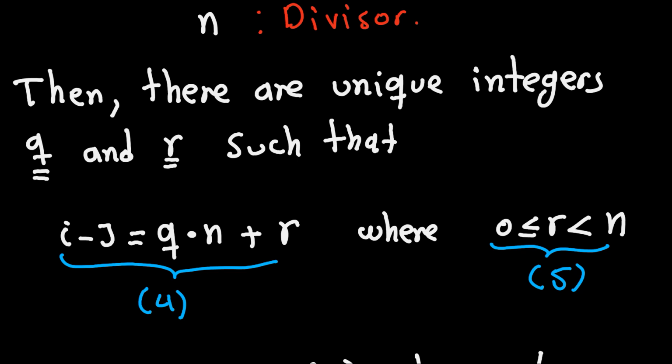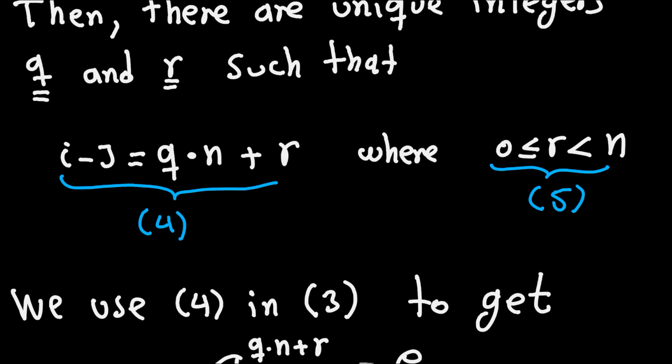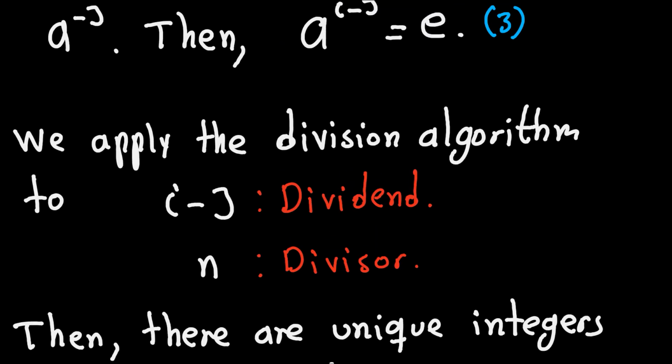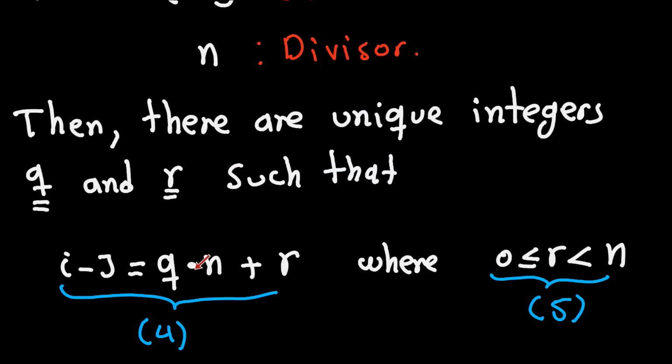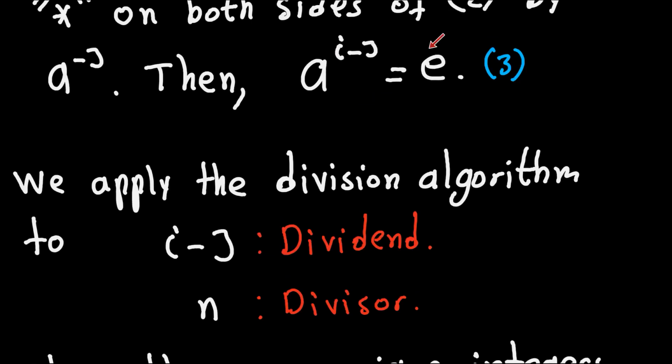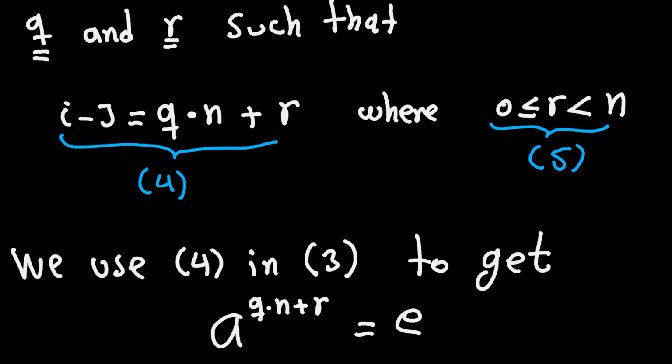Now, the goal of this part is to prove that n divides i minus j. That will be proven if we can show that r is equal to 0. So that will be the goal for the rest of this proof, to check that r is equal to 0. Okay, so that's what we're going to do. Now, I'm going to take this number 4 here, that i minus j is this expression, and plug that into this expression, number 3. So I'm going to replace i minus j in this expression with q times n plus r. If I replace that in here, that's going to give me the following thing.